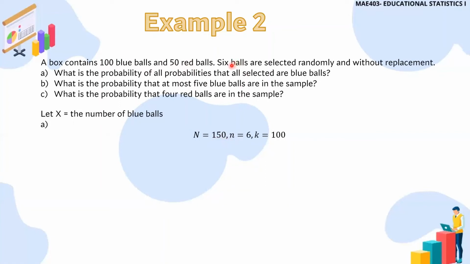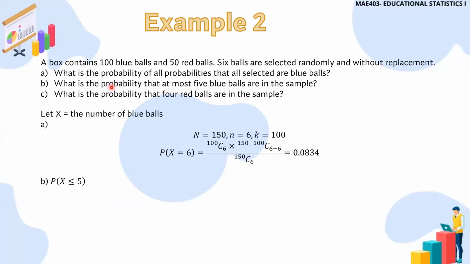And then how many are selected as the sample? Only 6. The question states that 6 balls are selected, so small n is 6. And then K is the number of blue balls in the box, which is 100. So substitute into the probability that all the selected are blue. That means we want to select 6, therefore the probability that X is 6. By substituting all the values into the formula, you will get 0.0834.